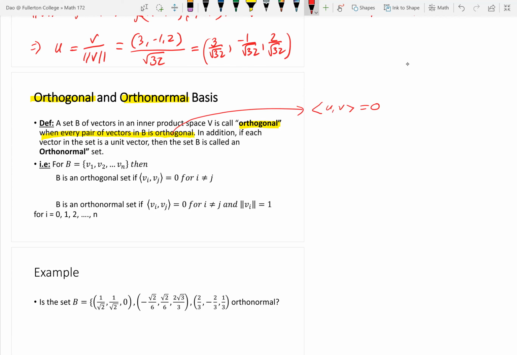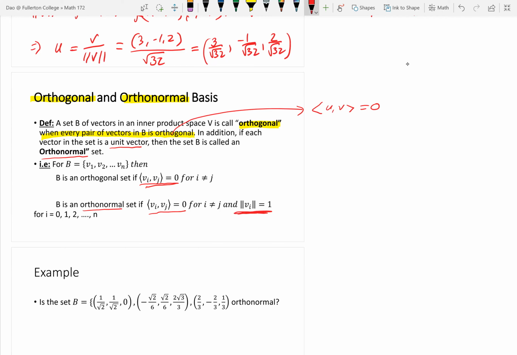Now, if each of the vectors is also a unit vector, then we have ourselves an orthonormal set, right? So remember, orthogonal and orthonormal are different things. You can see here, orthogonal if the inner product gives you 0, orthonormal if the inner product equals 0 and the vectors are unit vectors, so the magnitude of each vector in there equals 1.